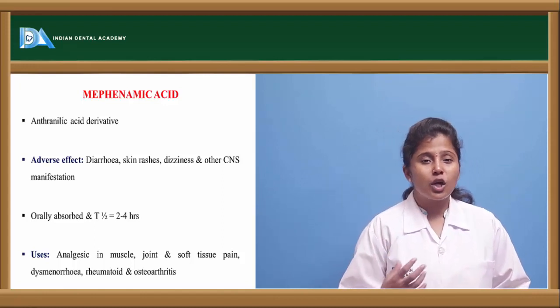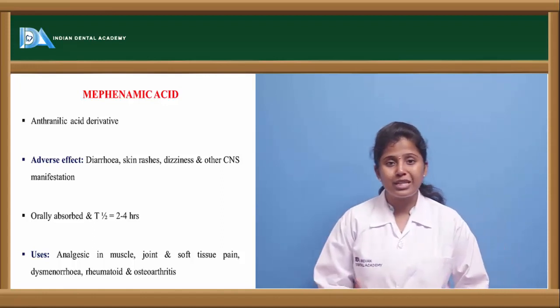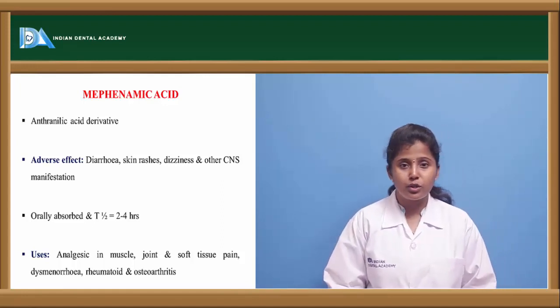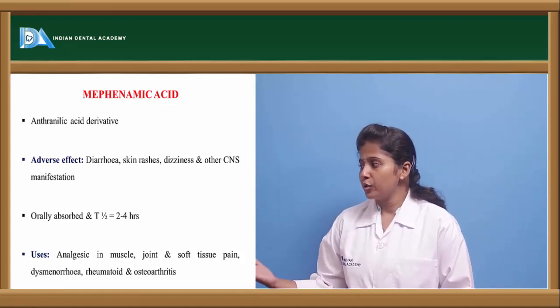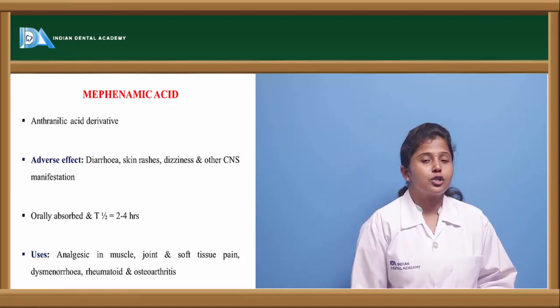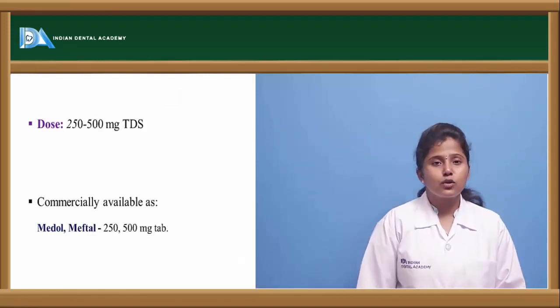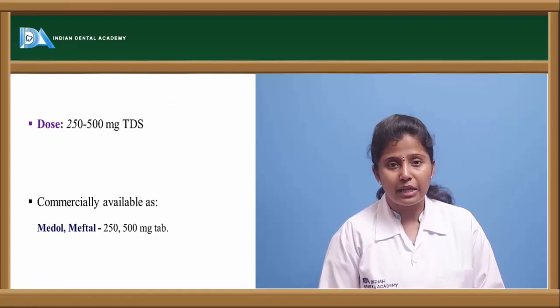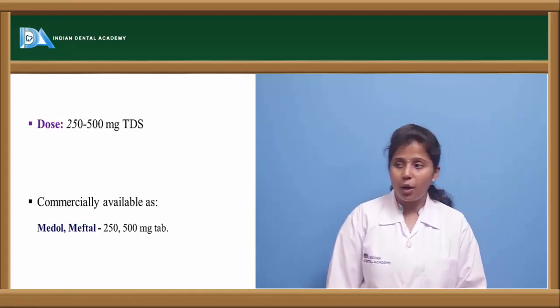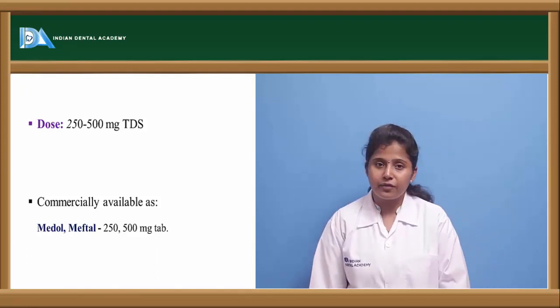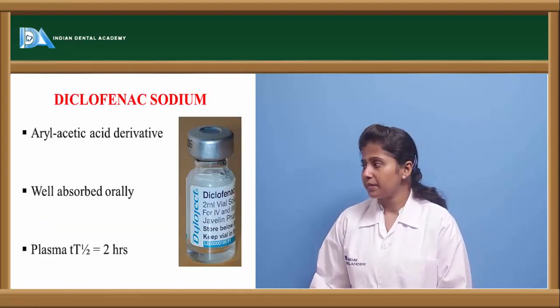It is mostly used as an analgesic in muscle and joint pain. It is also used to relieve pain in soft tissues, and in rheumatoid arthritis and osteoarthritis. It is given in the dose of 250 to 500 mg thrice a day, and it is commercially available as Medol or Meftol at the dose of 250 to 500 mg tablet.